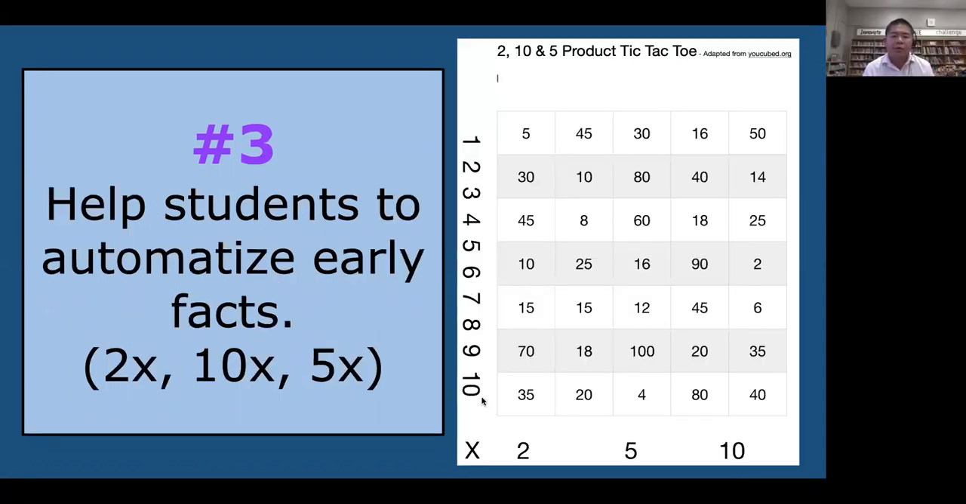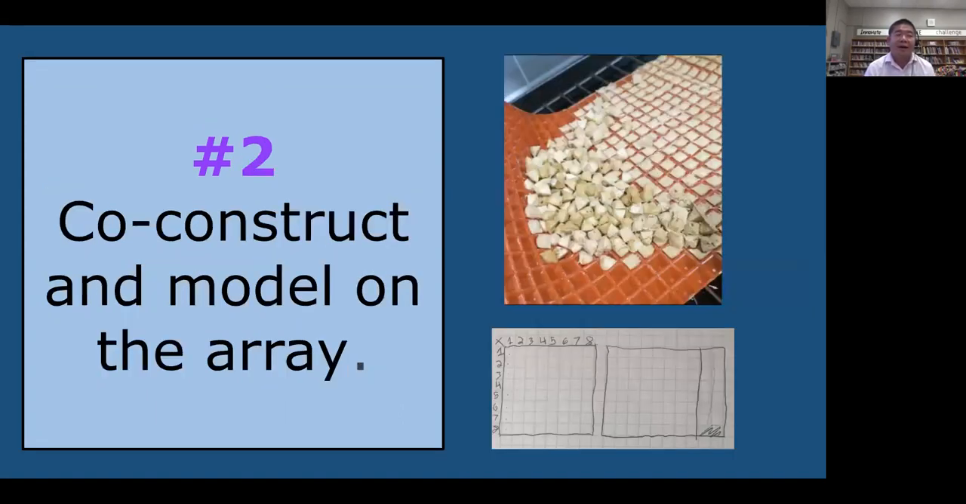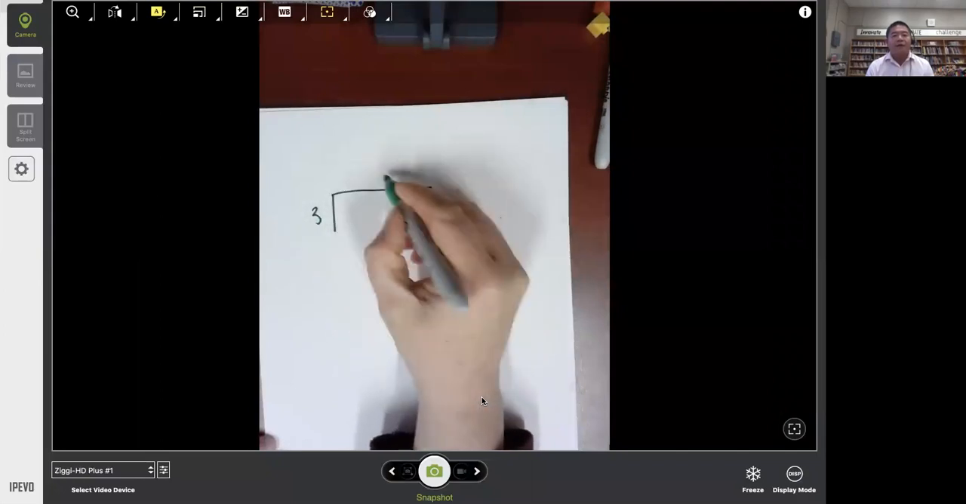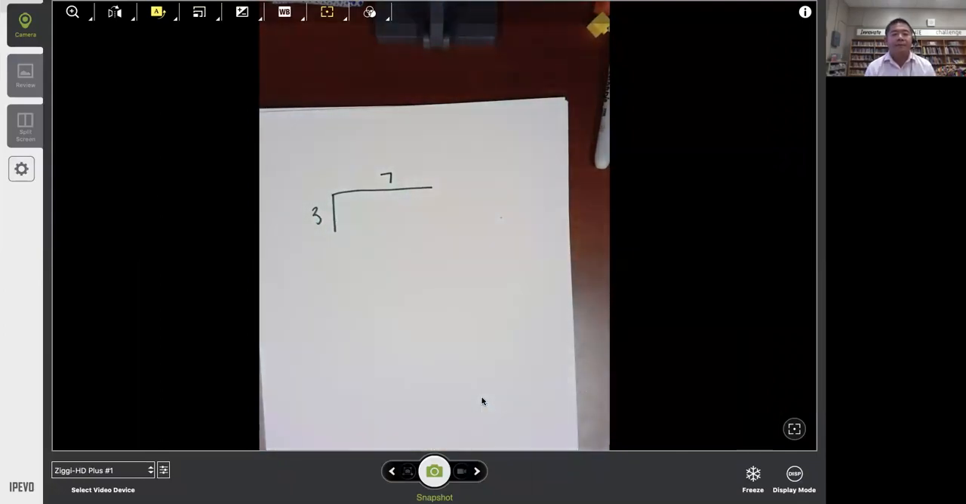Yeah. When students are building those arrays, often what they'll do is they'll build a side and the other side. Do they need to build the whole array? Is that something we need to see? Are you saying, Tien, that they would just do like the length and the width, 3 times 7 like that? Right. And then what do they do? And then they will maybe use repeated addition or a multiplication fact to solve from there.